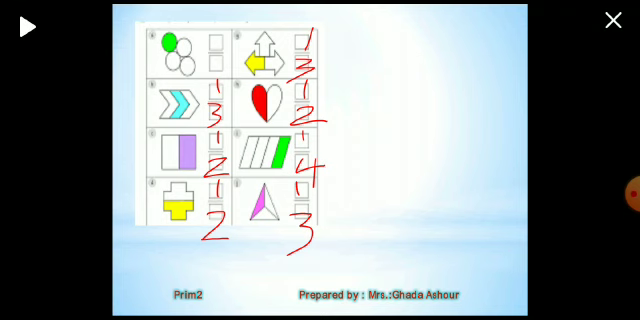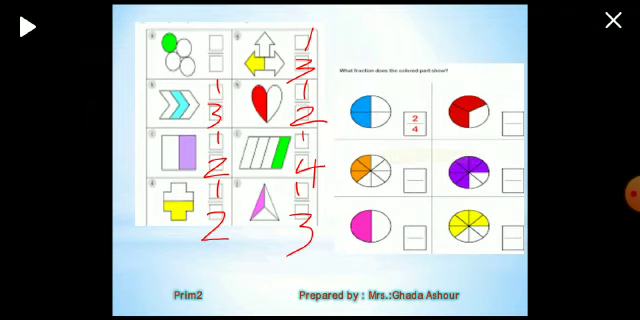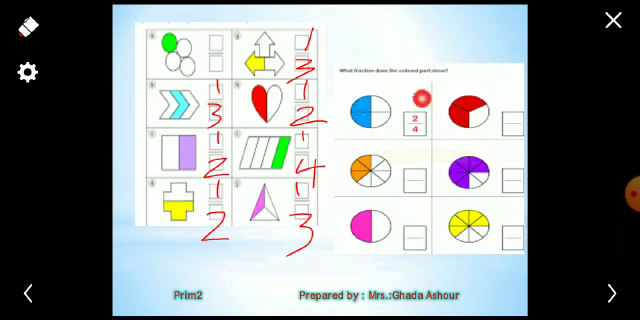Okay, look at another example or another exercise. We want to write the fraction. Okay, what about that shape? It's a circle divided into 4 equal parts. So we write 4 here at the down. The whole parts are 4, but we have just 2 colored. So it's 2 over 4.